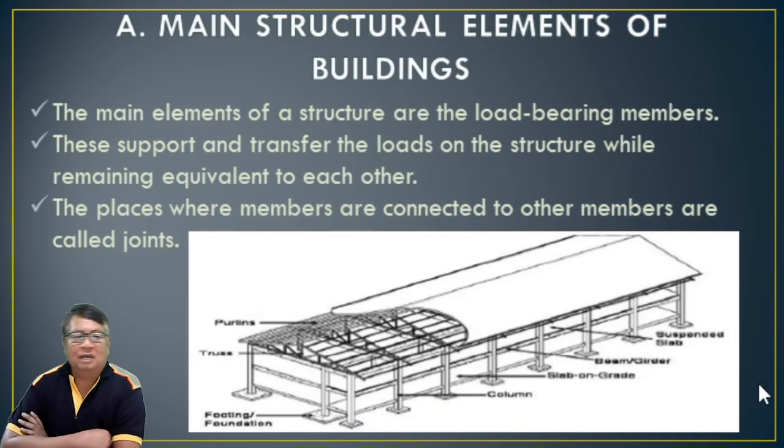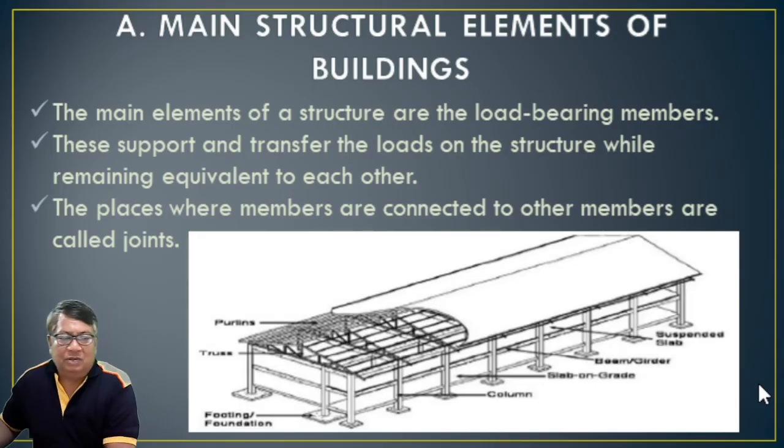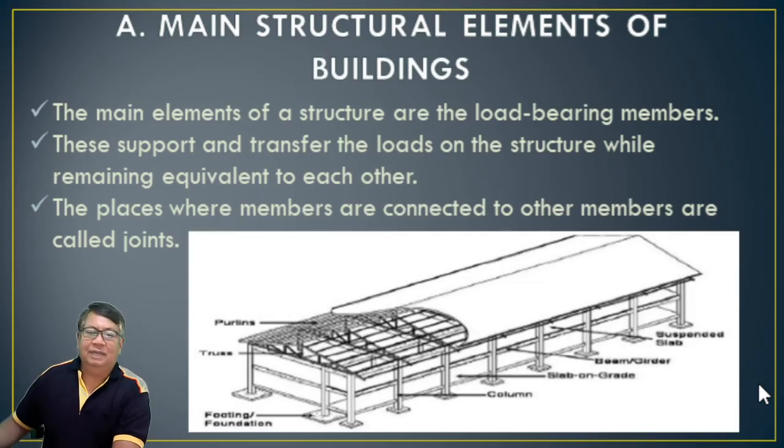Okay, so we have these main structural elements of buildings. Okay, so I hope that you can see these structures here. The main elements of the structure are the load-bearing members. Okay, so in civil works, civil engineering works, then we will know, they should know what are those load-bearing members or part of the building. They support and transfer the loads on the structure while remaining equivalent to each other. The places where members are connected to other members are called joints. Okay, so we have several parts of the construction of the building or the building itself.